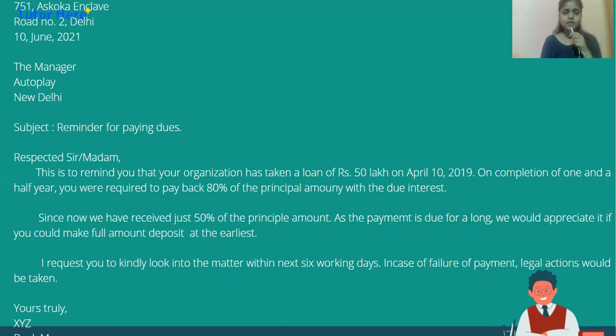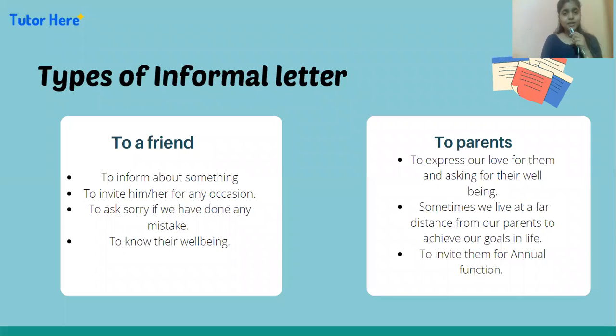Since we have received just 50% of the principal amount, we would appreciate it if you could make the full amount deposit at the earliest. Then we conclude the letter by saying, kindly look into the matter. Then we put yours truly, your name, and your designation. With this, we are done with formal letters.